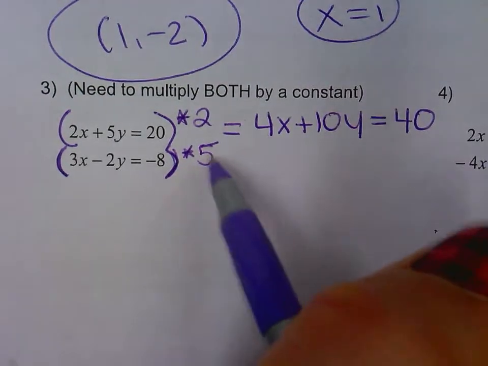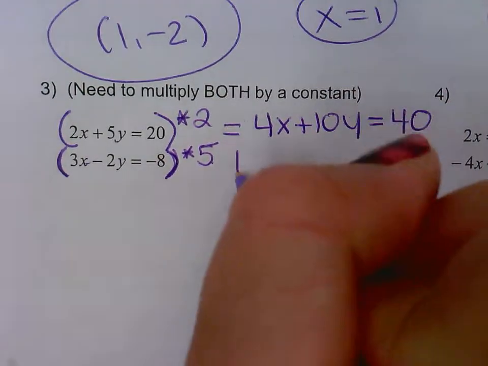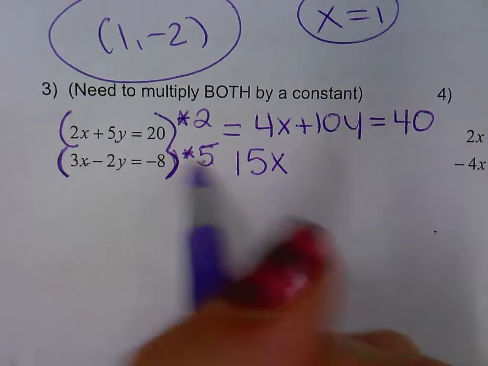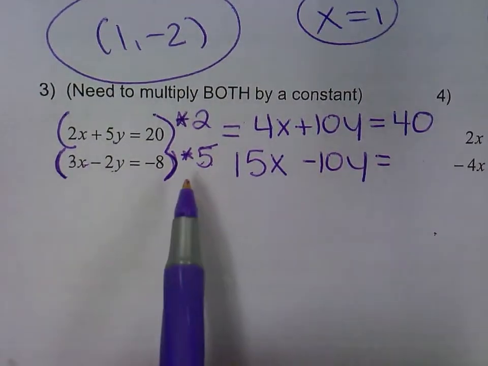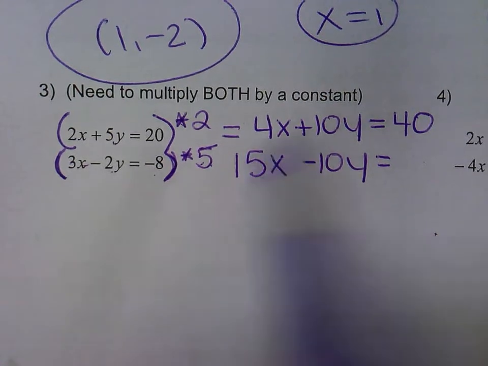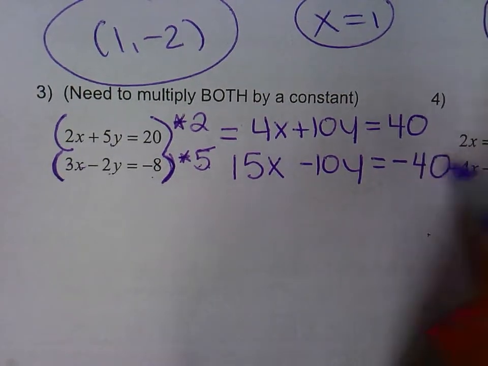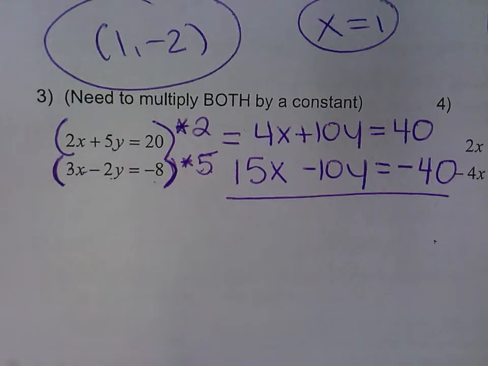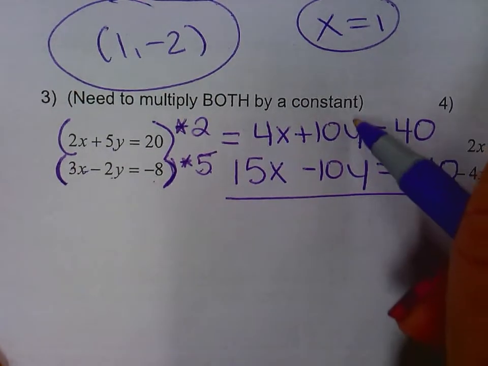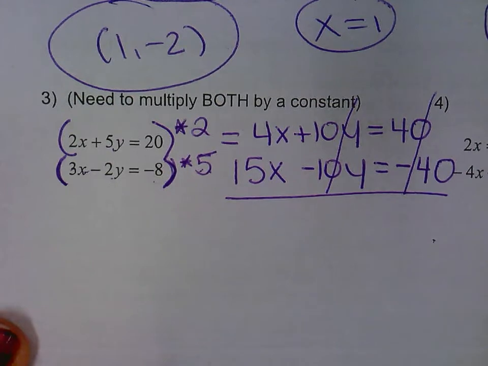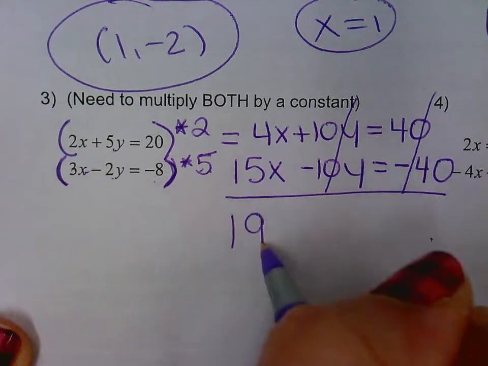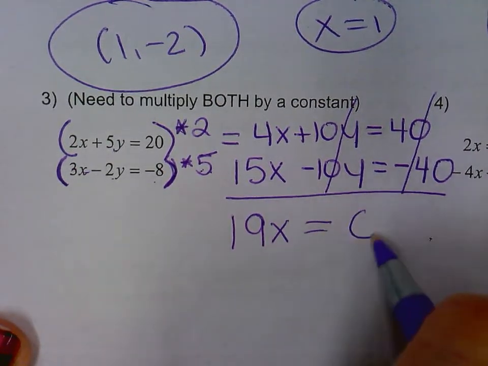And now I'm going to distribute the 5. So I've got 15x minus 10y. Let's see, I have to do negative 8 times 5, which is actually negative 40. I don't think we've seen one like this before. What happens when I do my elimination? My y's add up to 0 and my 40's add up to 0. So I get 19x equals 0.